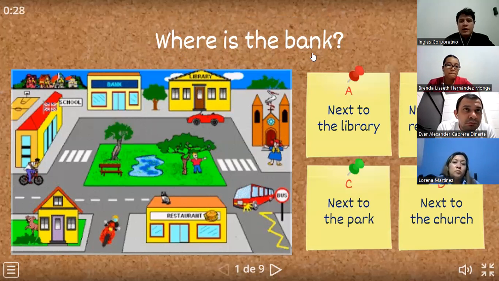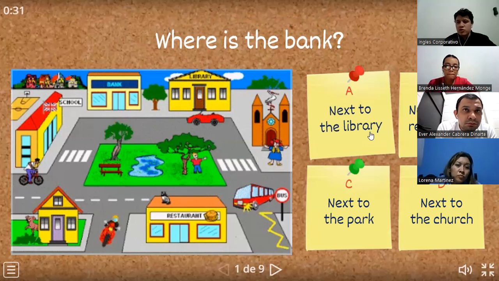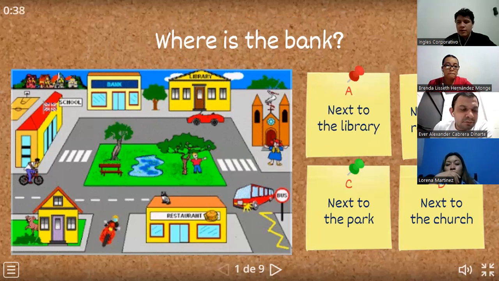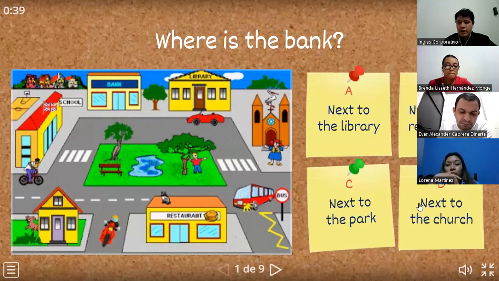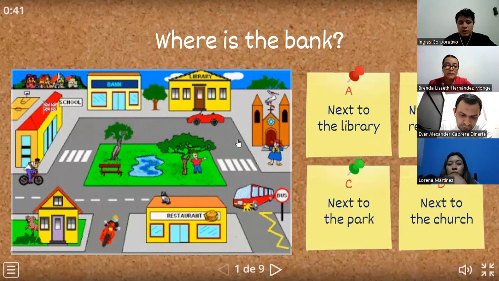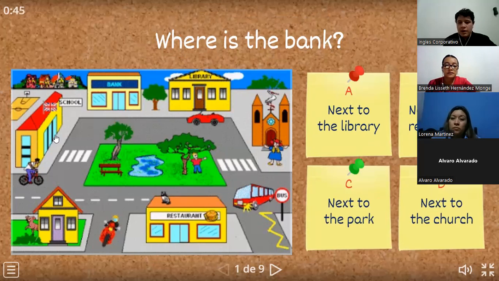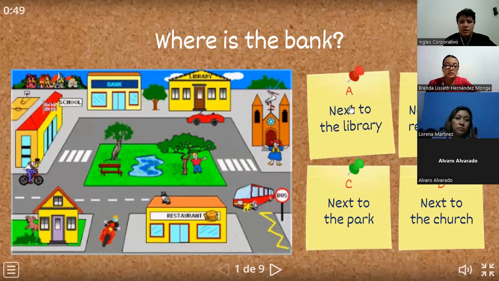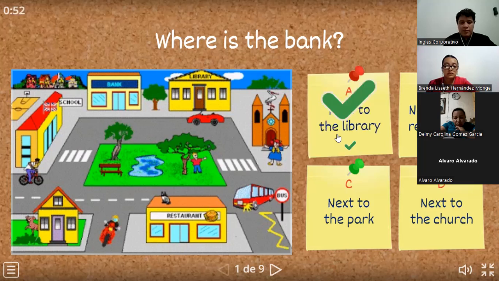Where is the bank? So we have to look at the bank, and I have to choose what is the possible answer here. So let's see, the bank is next to the library, next to the restaurant, next to the bar or the church. If we see, guys, here is the bank. I don't see the restaurant, the party is here and the church is here. So it must be library, right? Next to the library.